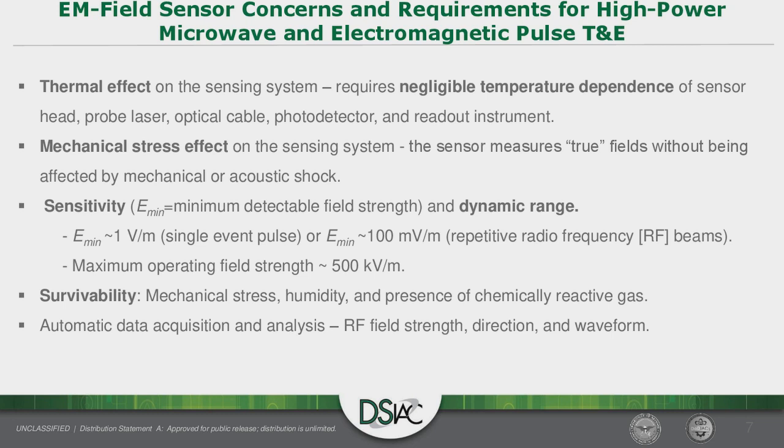And the other thing is, often these sensors are abused. They get stepped on and dropped, so mechanical stress has to be taken care of. The sensitivity has to cover a very large range, from below 1 volt per meter to say 500 kilovolt per meter, so you can detect all kinds of RF signals, and so you can also survive mechanical problems. Humidity and other chemically reactive gases should be taken care of so you can survive in the environment. Next, please.